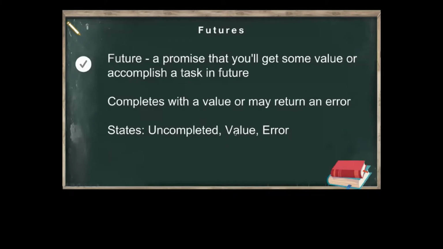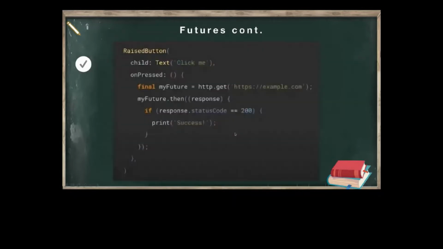It's just like when you borrow money from a friend. You may have to wait for it. That is the uncompleted state. You may get the money, or the person may not be able to fulfill the promise. So a future is just a promise that something will happen, or you get a value back at a later time. So let's take an example of this code sample that we have in Flutter.